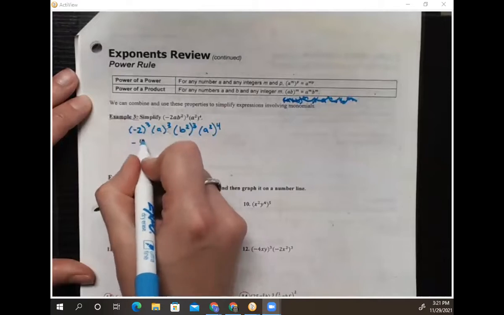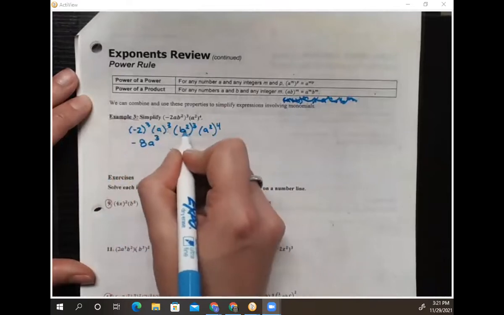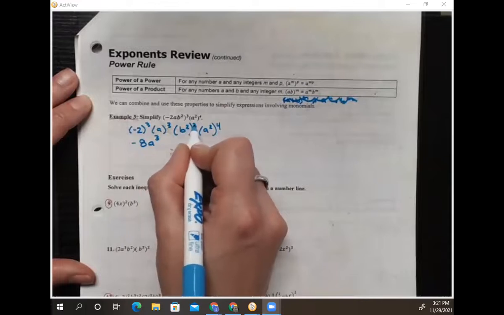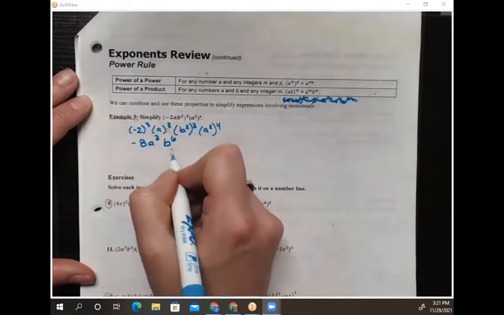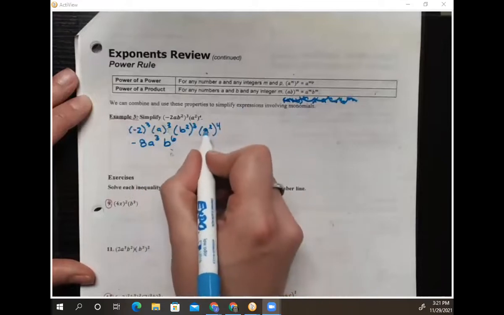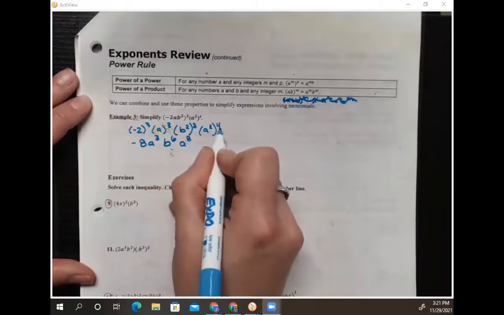-2 cubed is -8. And then a cubed is just a cubed. B to the 2nd to the 3rd, I'm going to multiply those and I would get b to the 6th, right? That's 2 times 3. And then over here, a to the 2nd to the 4th would be a to the 8th. 2 times 4 is 8.